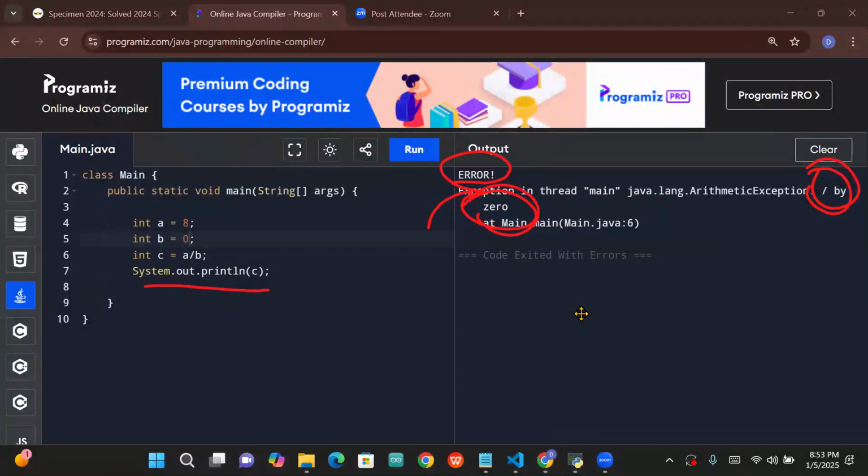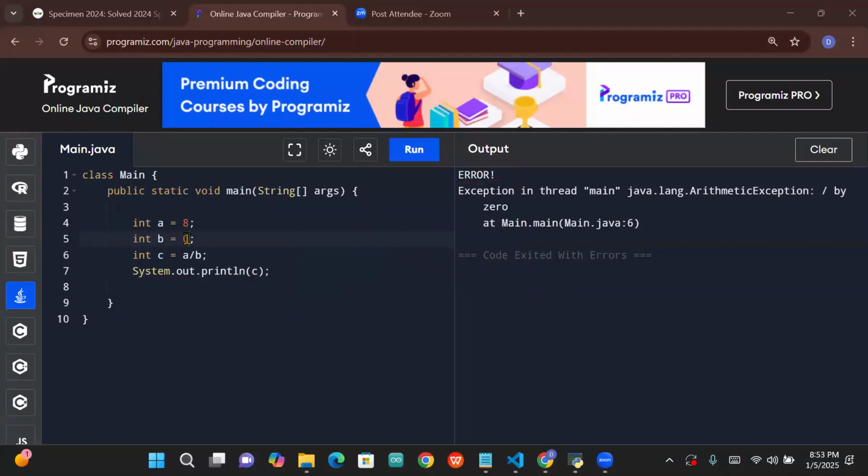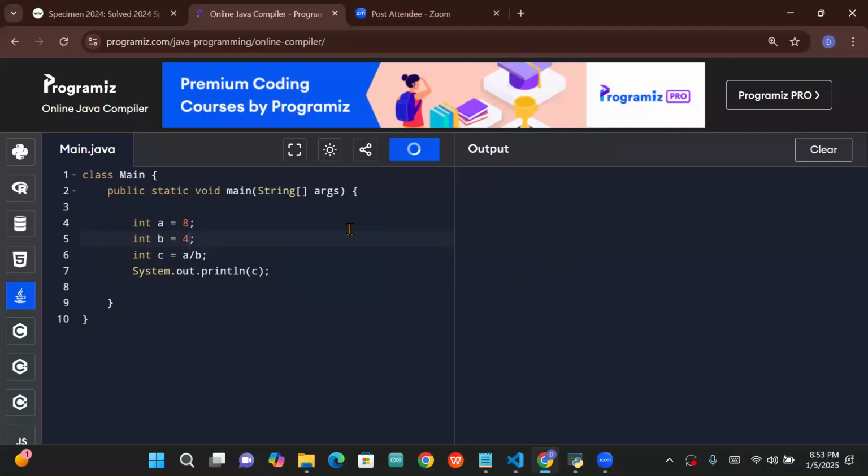So that is known as a runtime error, because your program was fine. Your syntax is completely correct. You have not made any mistake, but for some particular inputs you are getting the error, and that is known as a runtime error because you get the error at runtime. If I change the value of b from 0 to any other value, say 4, then I will not get any error, right? So my program was fine, but it is giving me an error for some case. That is known as a runtime error.